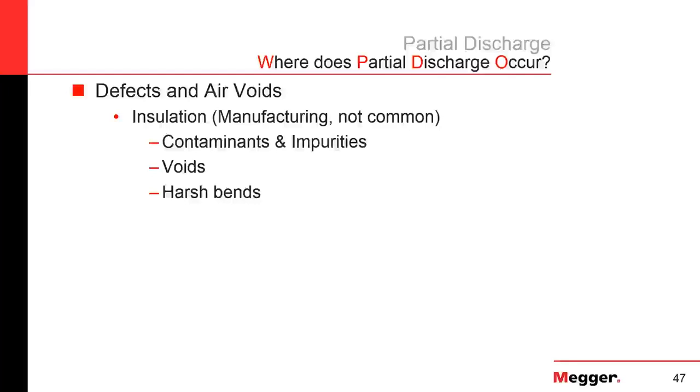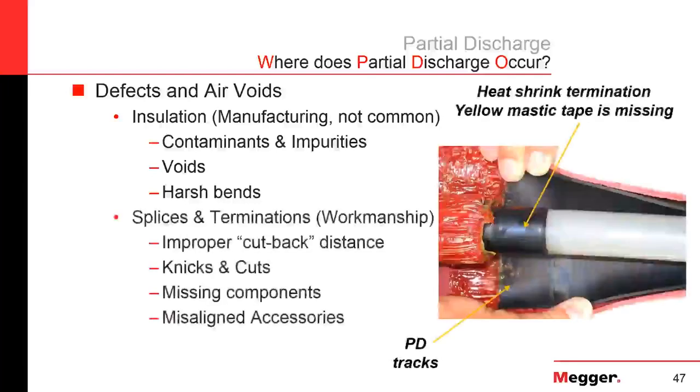Possibly too, if you exceed the bending radius of the cable during installation, when that cable's returned to being straight, you can have an air pocket in there, and that would display partial discharge as well.